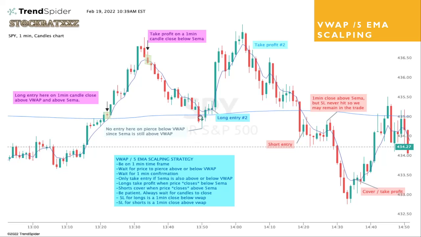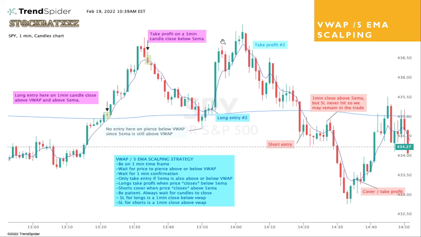So like here it went below VWAP, but you don't want to buy right there because the 5 EMA is not also below VWAP. So whatever way you're going, against the VWAP or with the VWAP, you want to make sure that the 5 EMA is also in the direction that you want to play. So here we look for a VWAP bounce. We've got the 1 minute candle confirmation above VWAP. So we go long here.